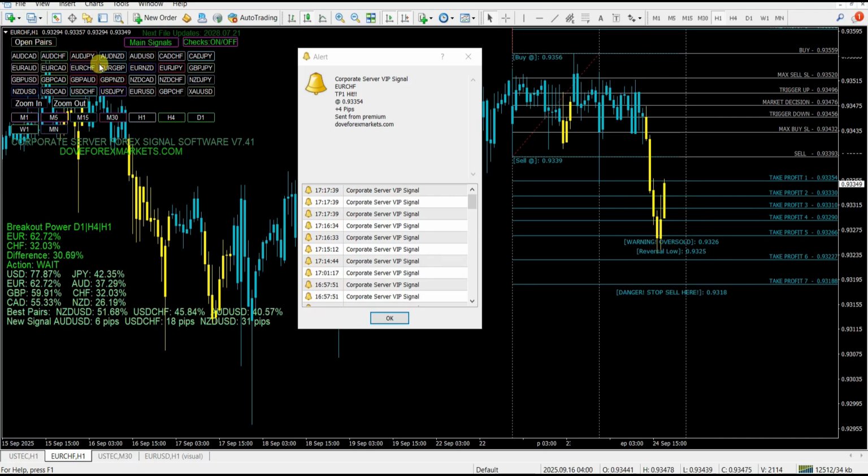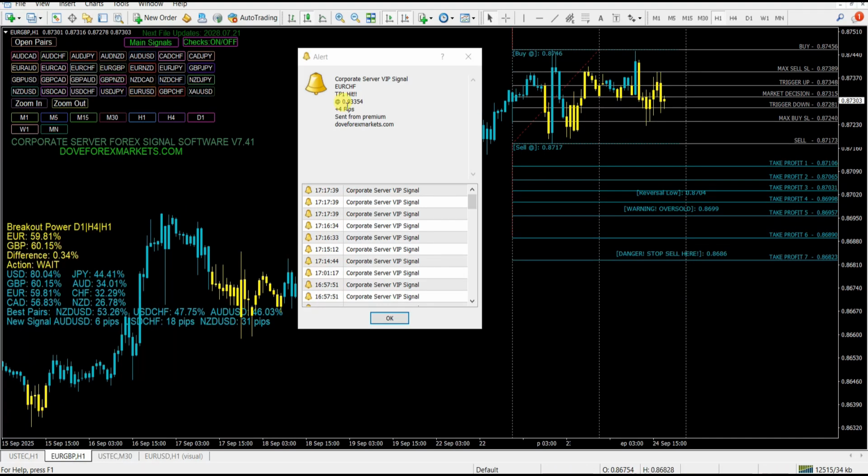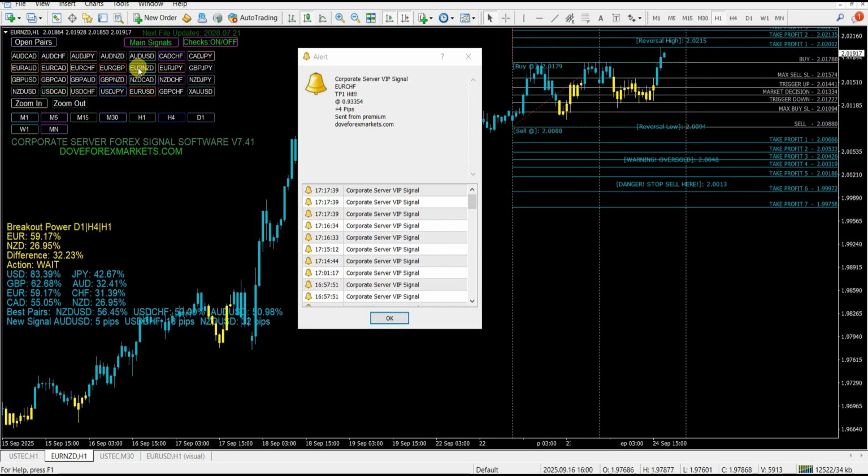That is Euro Swiss. Everything, guys. This failed to break out and it just ended there. Everything you are seeing is just the way it is. Euro, New Zealand dollar, we broke out there. I think you saw that one already, on the buy level, broke the buy level. We hit take profit 1 already. That is Euro, New Zealand dollar.